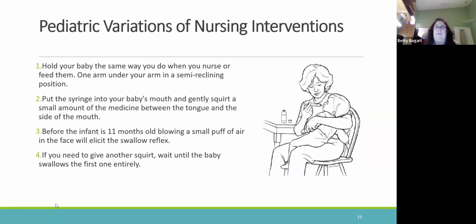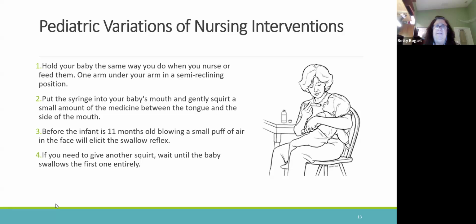Now, one of the things is, how do you give a baby some medicine? Well, if you need some liquid to go in, you squirt it on the side of the mouth. And what I've taught parents to do, because years ago I did it before infection control, you take a deep breath and real quickly blow in their face, and they swallow it. So I teach parents how to do that.